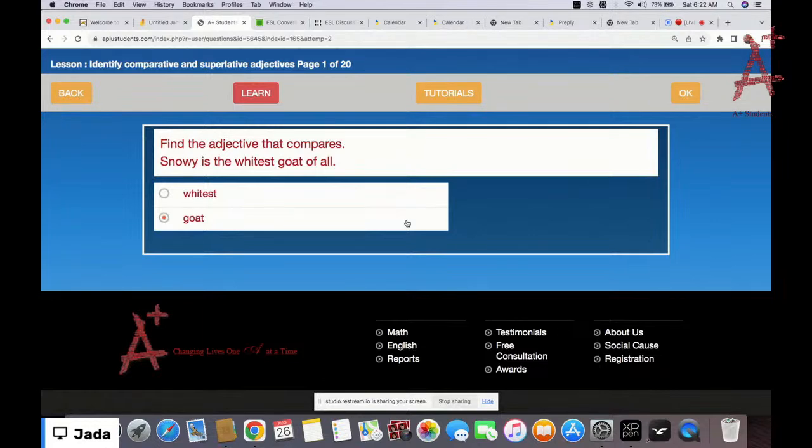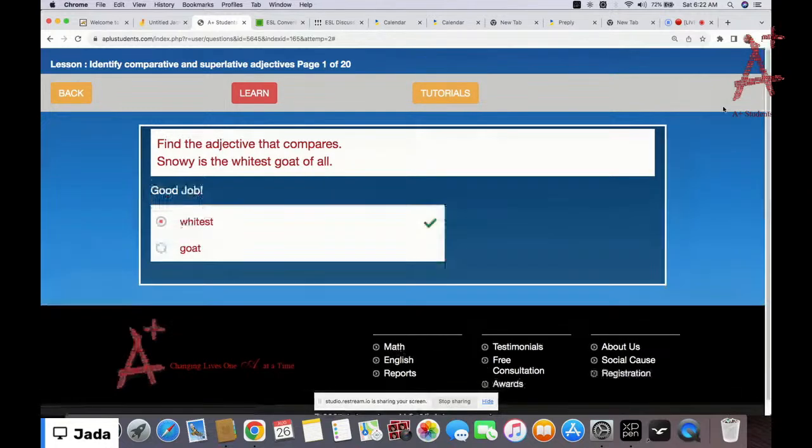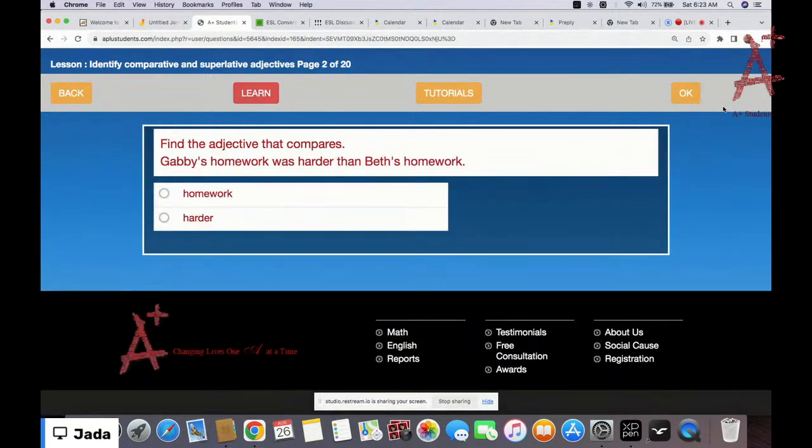Okay, so find the adjective that compares. So you need to find what adjective is being compared in the sentence. So it says, Snowy is the whitest goat of all. Okay? So now what adjective compares? Is it goat or whitest? It is whitest because that is the adjective here. Whitest. Okay? That is the adjective being compared and it is superlative.